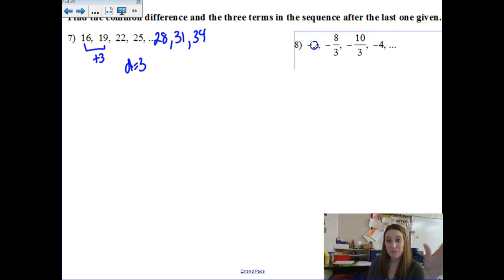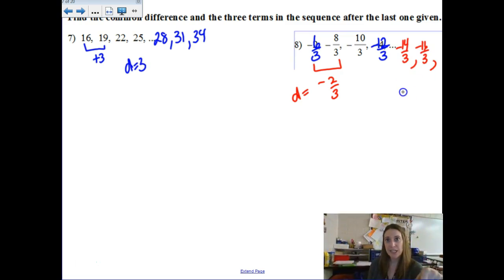Alright, here, again, I don't like the fraction and non-fraction flipping, so I'm going to rewrite these in terms of thirds. So this is negative 6/3, and this is negative 12/3. So I'm looking at the common difference. Looks to me like they're subtracting 2/3 each time. So that's our common difference. And if I keep subtracting 2/3, let's see, that'd be negative 14/3. And then subtracting another 2/3 would be negative 16/3. And then negative 18/3, which is negative 6, would be my last term there.